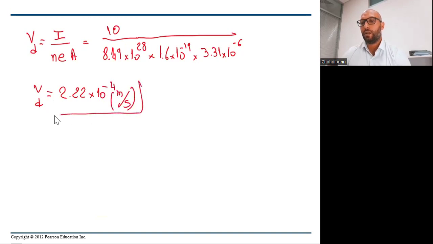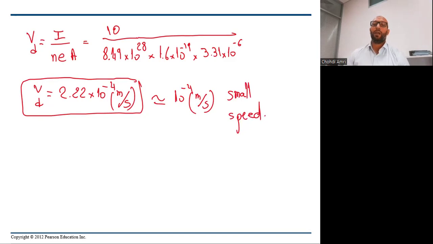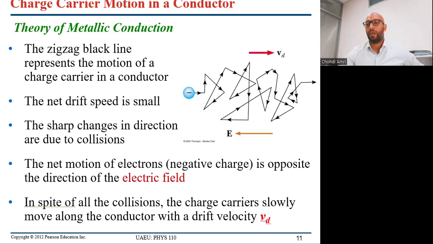We are done. So you see here that we have a very small speed, in the order of magnitude of 10 power negative 4 meter per second. So the electrons in the copper wire are moving with a very small speed.